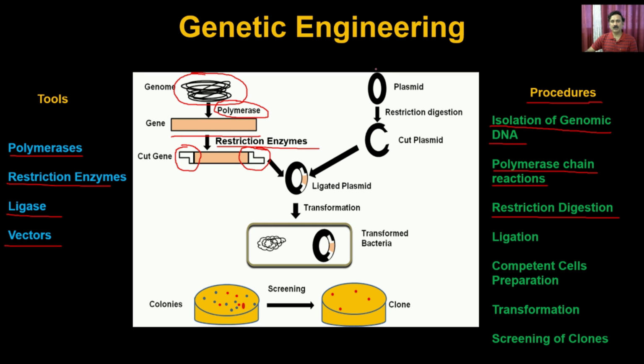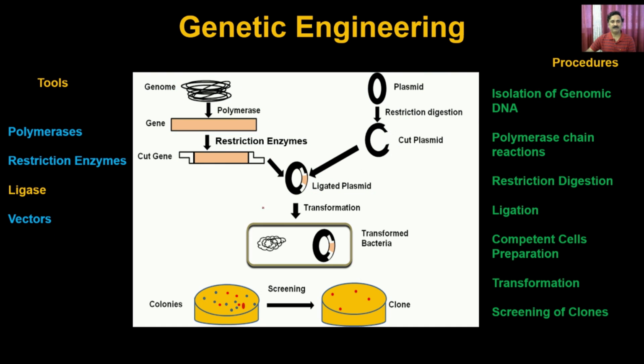In the same way, you have to also isolate the plasmids. The plasmids are the vectors which are going to carry the gene of your interest. Then you have to restriction digest the plasmids so that they also generate sticky ends. And now you have to take the cut gene as well as the cut plasmid and put them together within the ligation reaction. So you have to learn also about the ligation reaction.